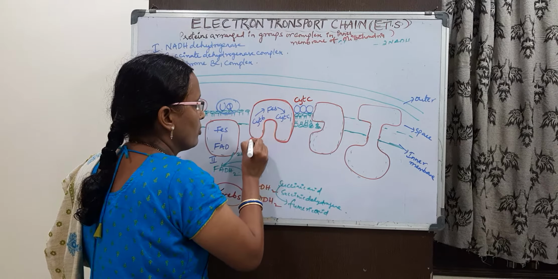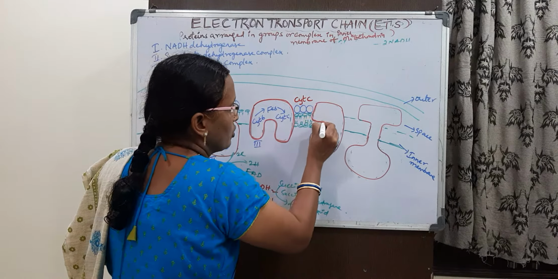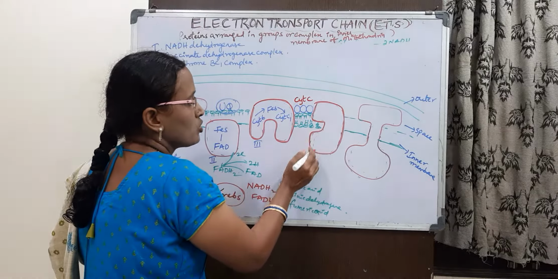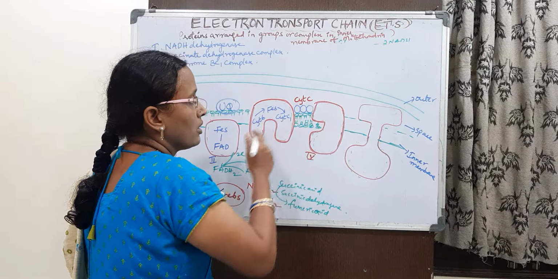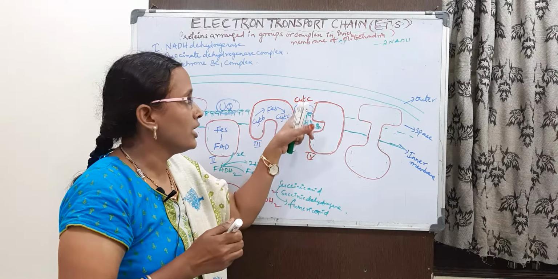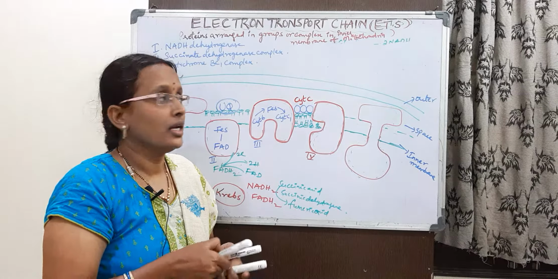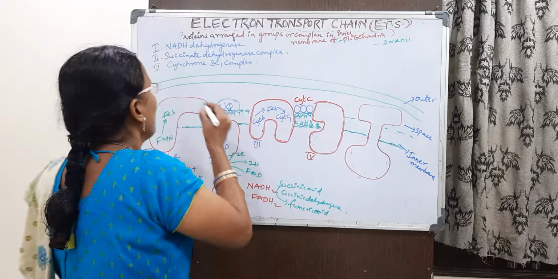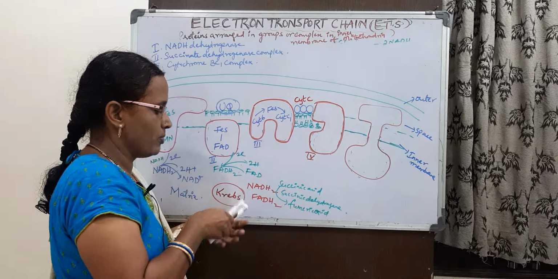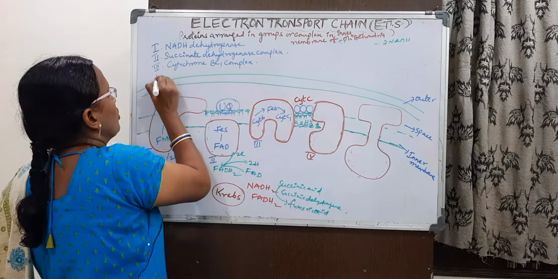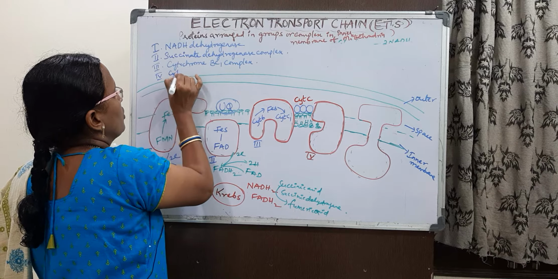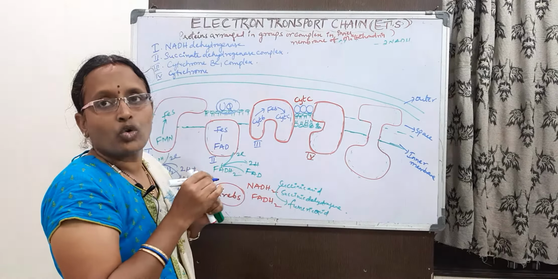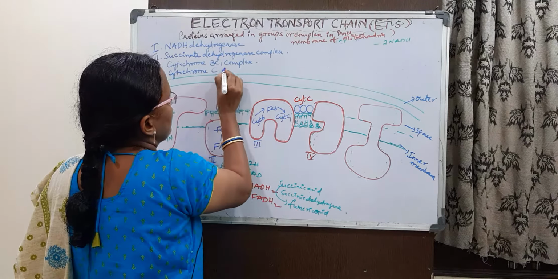This is the third complex, and then the fourth complex. Electrons are moved from the third complex to the fourth complex. They are carried with the help of this cytochrome C. And the fourth complex is known as the cytochrome C oxidase complex.